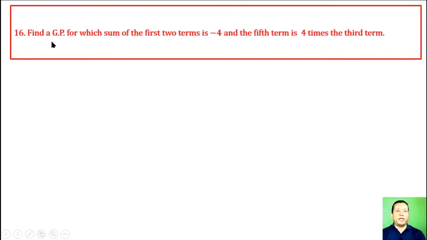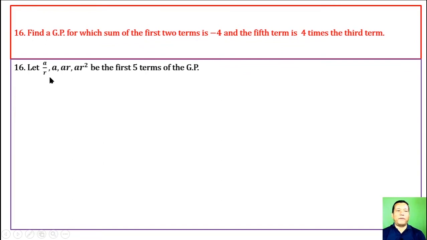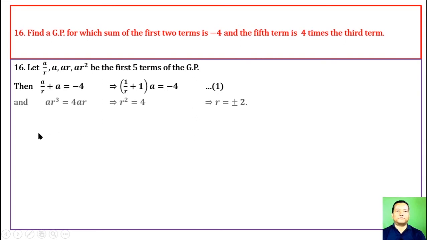Question 16. Find a GP for which the sum of the first 2 terms is minus 4 and the fifth term is 4 times the third term. Let a by r, a, a r, a r squared be the first terms of the GP. Then the sum of the first 2 terms is minus 4.